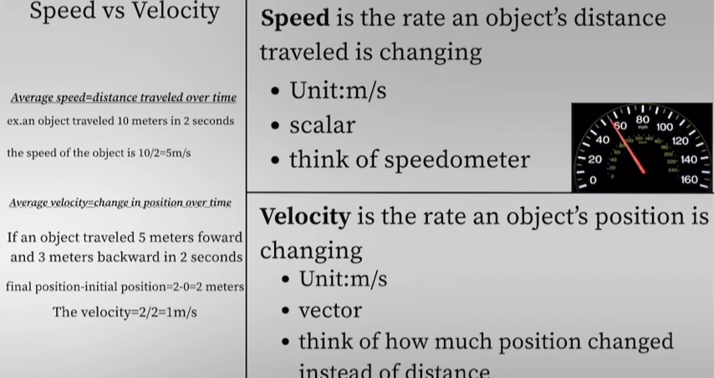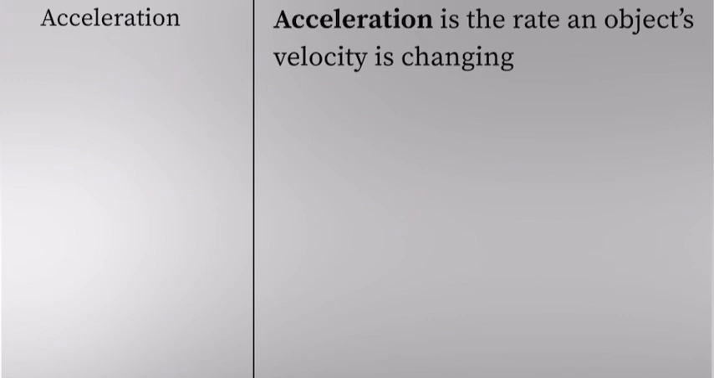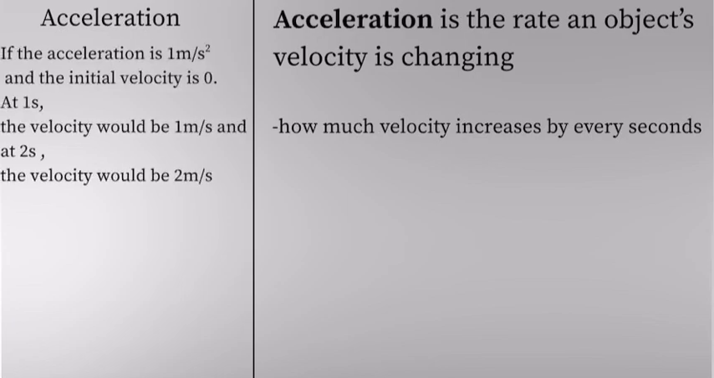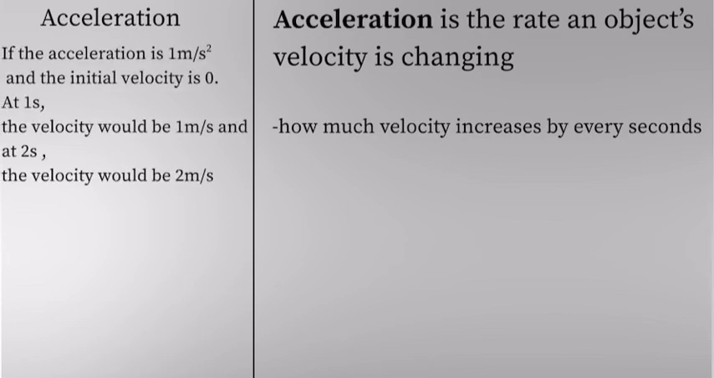Our last term today is acceleration. It is the rate velocity is changing, or you can think of it as how much velocity increased by every second. If a car has an acceleration of 1 meter per second squared, and the initial velocity is 0, at 1 second the car would have a velocity of 1 meter per second, and at 2 seconds the car would have a velocity of 2 meters per second.